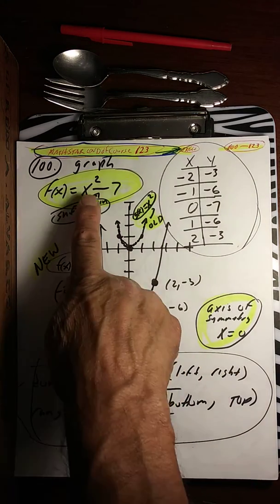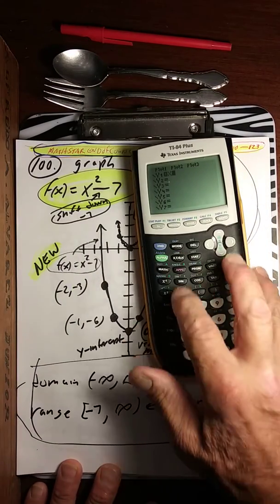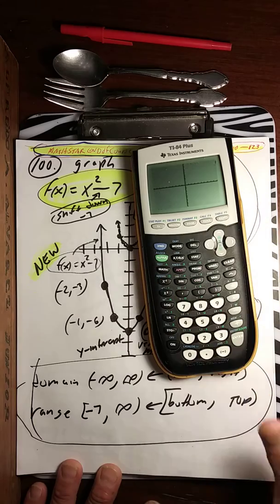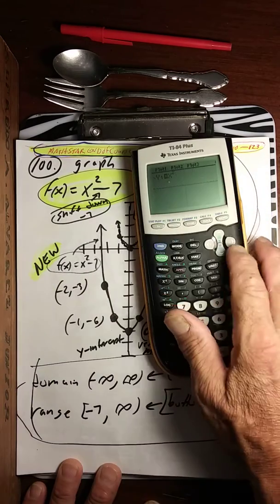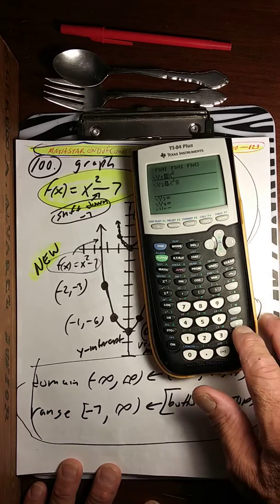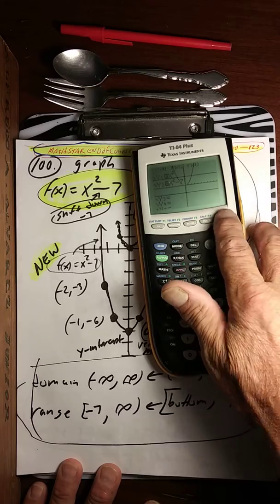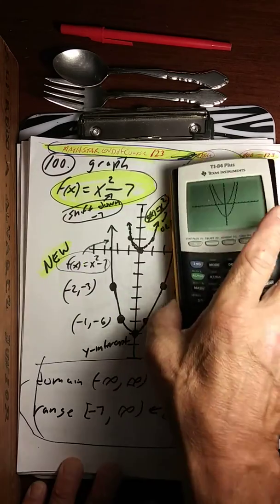So let's graph this, but first let's do the graph of y equals x squared. So x squared, hit graph, looks like that. Now the new one's x squared minus 7, so go back in there, put x squared minus 7, hit graph. Second goes down there, so up here, then down there.